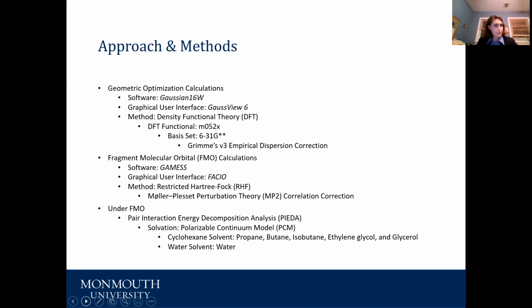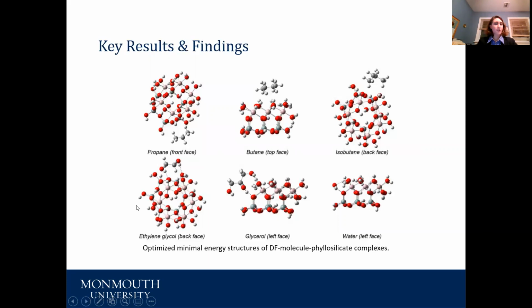Here are the more technical details of our computational methods. And here are some visuals that detail the key results and findings.